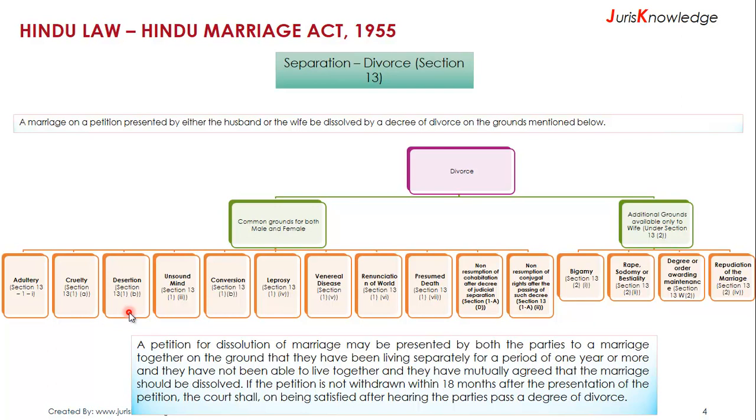Desertion is defined under Section 13(1)(b). If one of the spouses voluntarily abandons his or her partner for at least a period of 2 years, the abandoned spouse can file a divorce case on the ground of desertion. Unsound mind is defined under Section 13(1). Mental disorders can become a ground for filing a divorce if the spouse of the petitioner suffers from incurable mental disorder and insanity, and therefore the couple cannot be expected to stay together.